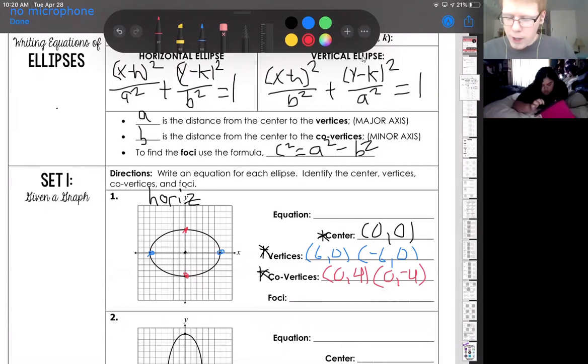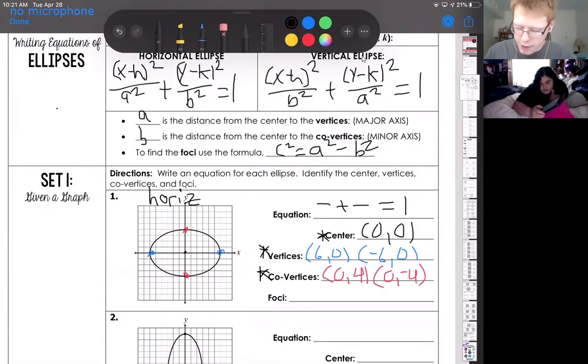To get your equation, the first thing you want to use is your center. I'm going to set up my general form. The equation is going to be a fraction plus a fraction equals 1. Since my center is 0, 0, I'm not going to have any h and k junk on the top. So I'm really just going to have x squared by itself and y squared by itself. But because it's a horizontal ellipse, we're going to have our a squared underneath our x squared and our b squared underneath our y squared.